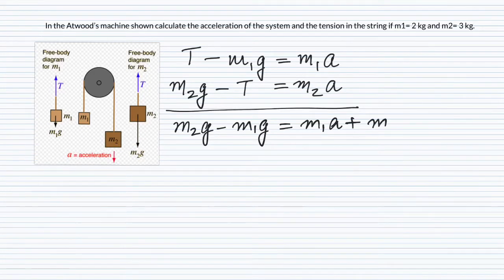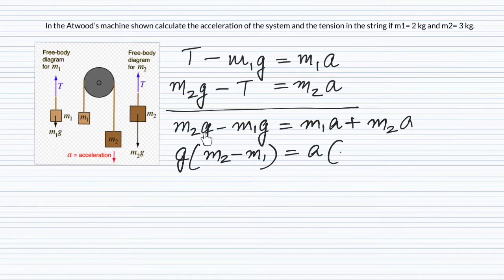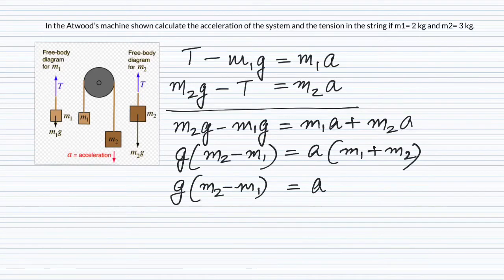And then to solve, I add the two equations, which gets these two terms cancelled. Then you have m2g minus m1g equals m1a plus m2a. I'm taking g common out of these. So you have m2 minus m1, and here a is a common factor, which gives m1 plus m2. So now you get this equation when you rearrange.